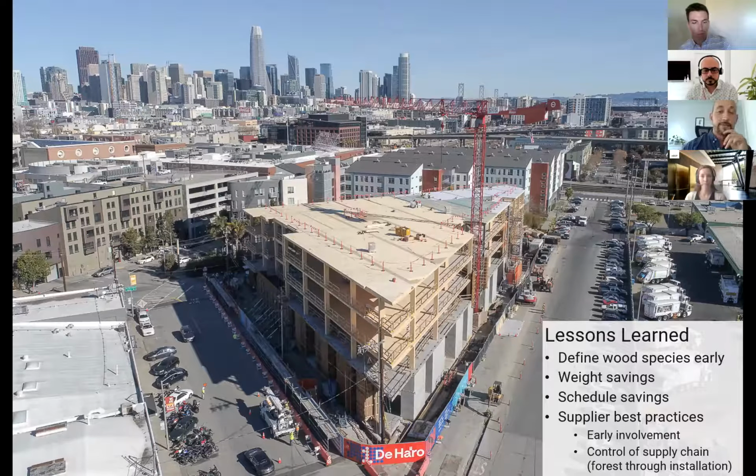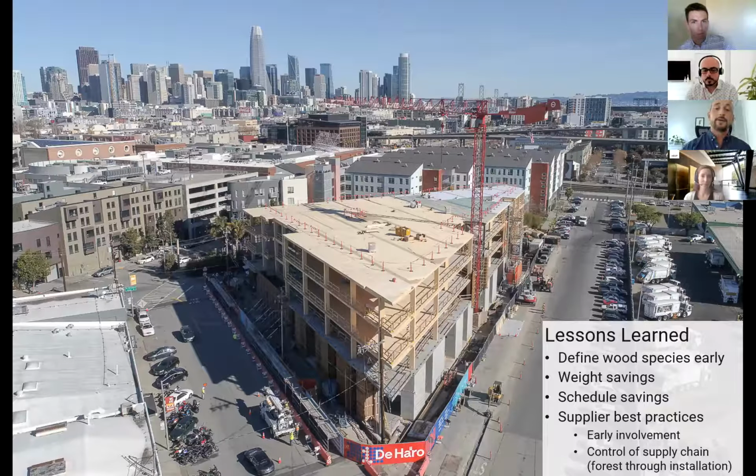I mentioned schedule earlier, and what they found was one trade consisting of 6 people could put together an entire CLT deck in 2 weeks. And so it was significant savings in schedule just on a deck by deck basis, which is great.